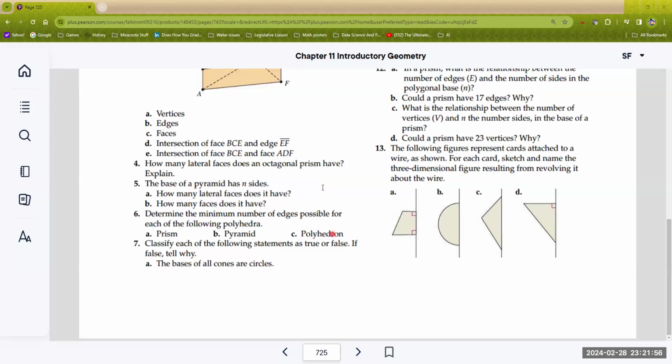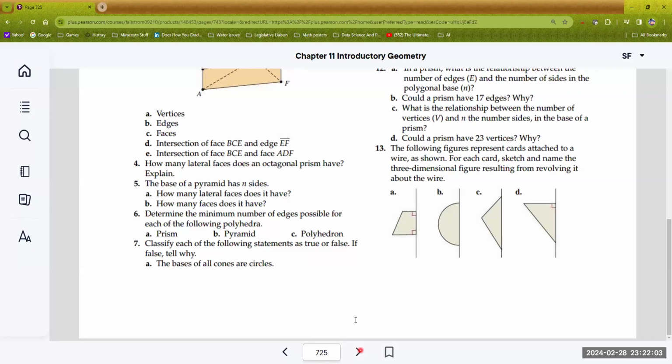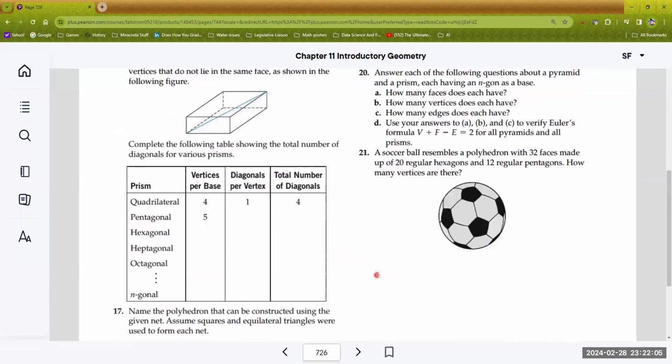Okay. Let's see here. Number 21. Let's jump over to 21. 32 faces made up of 20 regular hexagons, 12 regular pentagons.